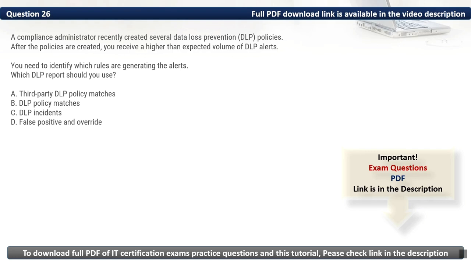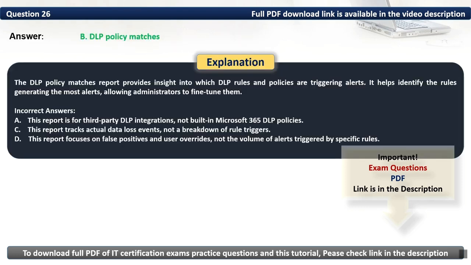As such, the DLP report that we should use is DLP policy matches. Thus, the correct option is B. The DLP policy matches report provides insight into which DLP rules and policies are triggering alerts. It helps identify the rules generating the most alerts, allowing administrators to fine tune them.